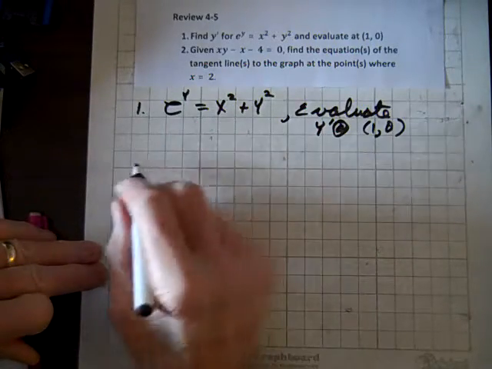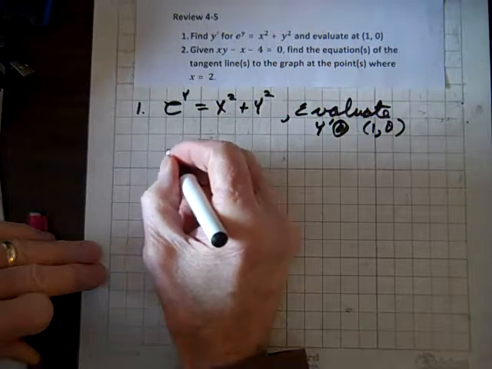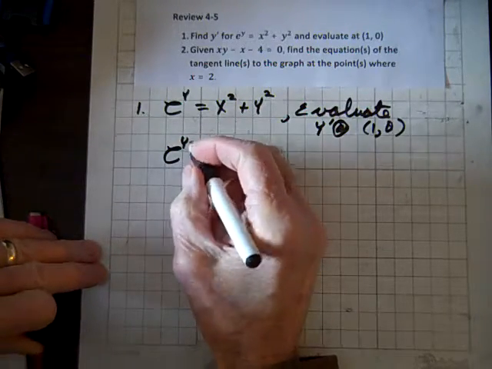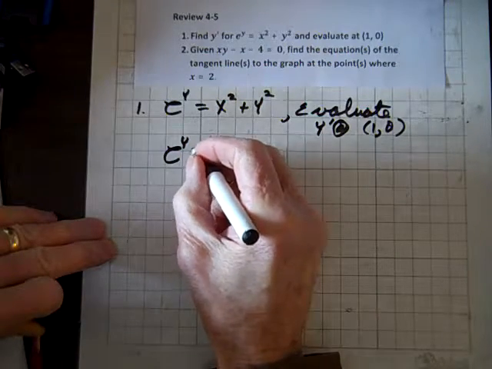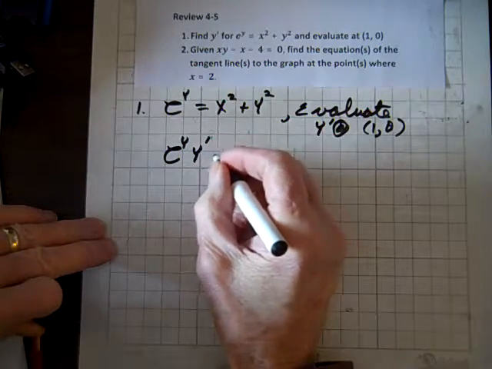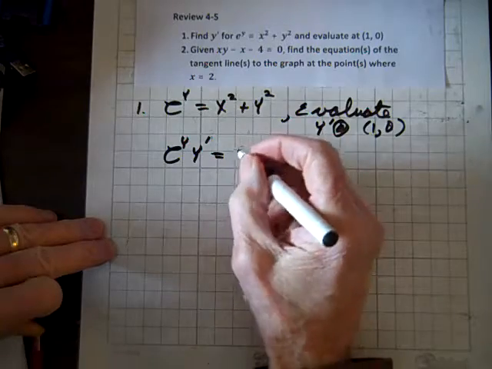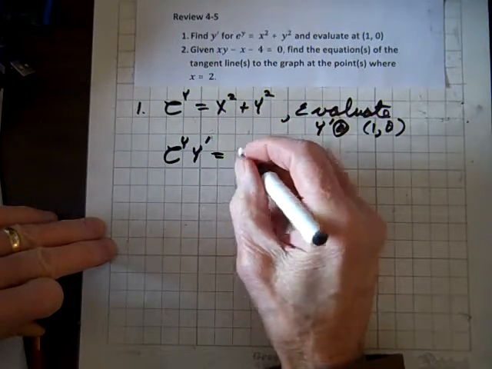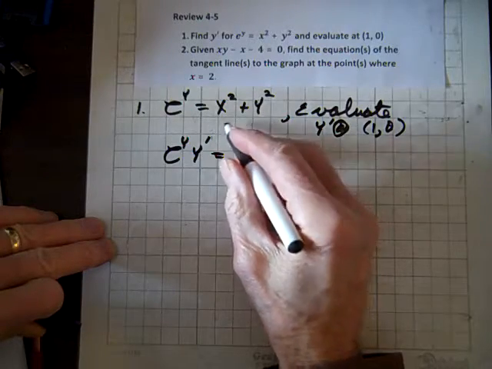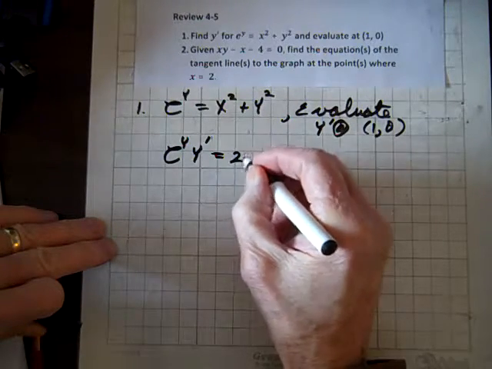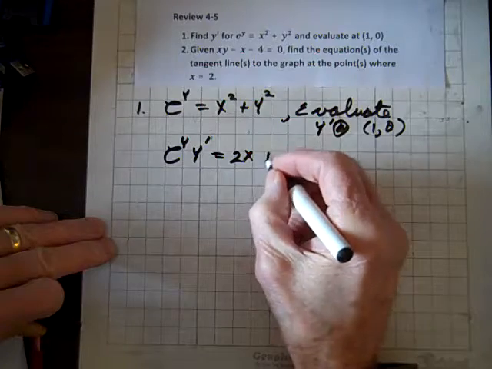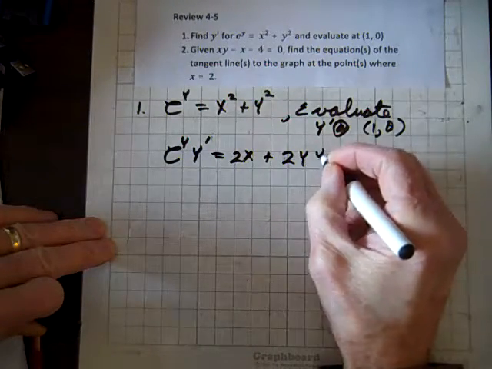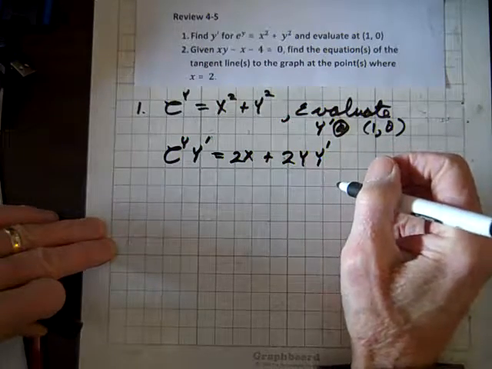So taking the derivative of the left side, we have e to the y, and then by the chain rule, the derivative of y is y prime. That's the best we can say because we don't know explicitly what y equals. So now taking the derivative of x squared, that's just 2x, and taking the derivative of y squared, we get 2y, and then y prime by the chain rule.